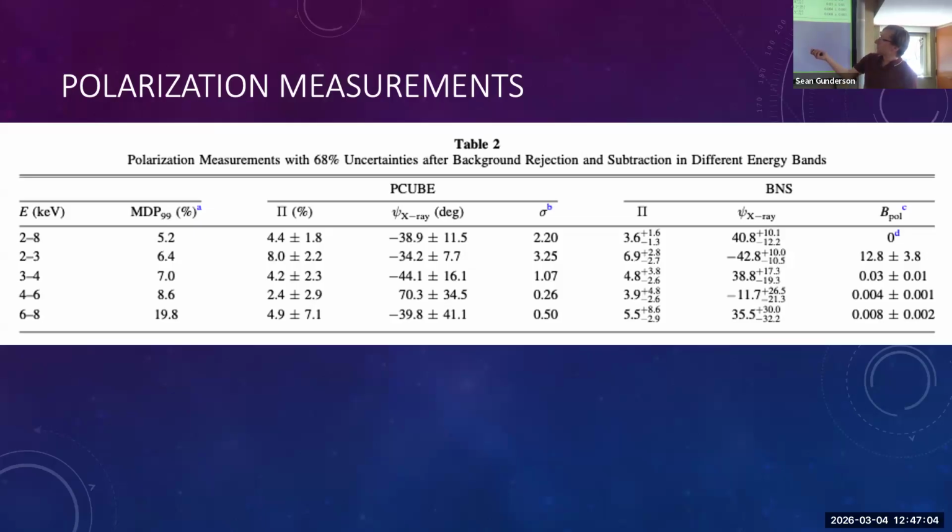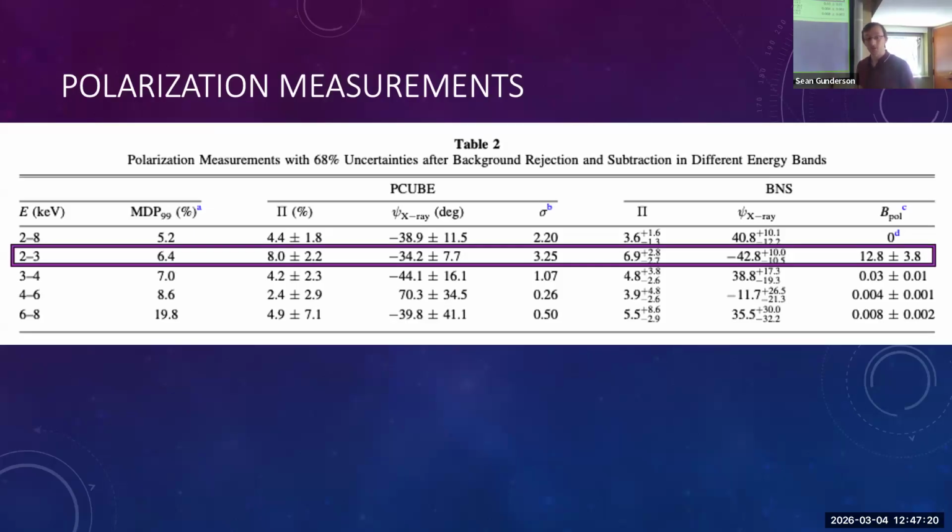But when we look at the full 2 to 8 band, we don't see any polarization. We're below our MDP 99. Same thing for all bands above 3 keV. We don't see any polarization. But in the 2 to 3 keV band, we actually see significant polarization, up to 8% if you use the p-cube method, the polarization cube. Or if you use the Queen Bee algorithm, we get 7% plus or minus 2. Differences, like I said, can occur in the exact number, but they should be similar.